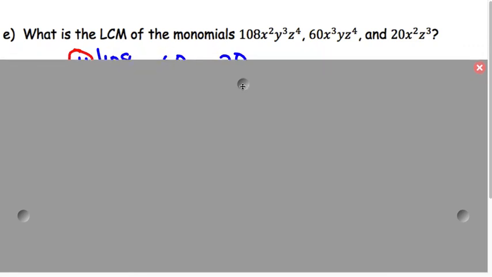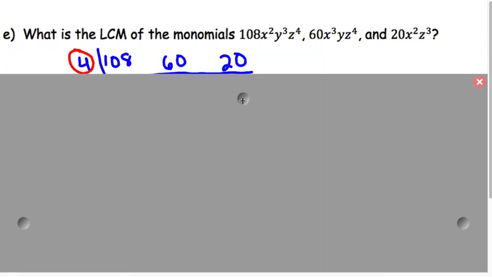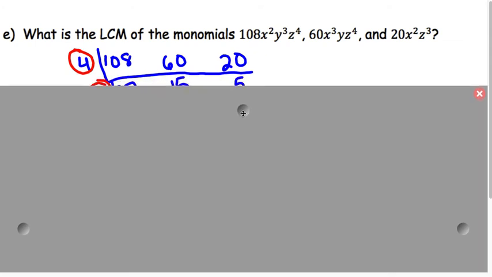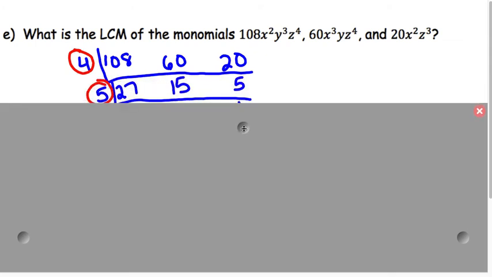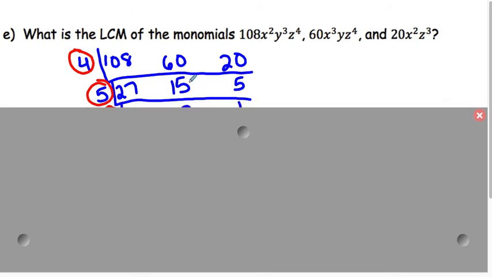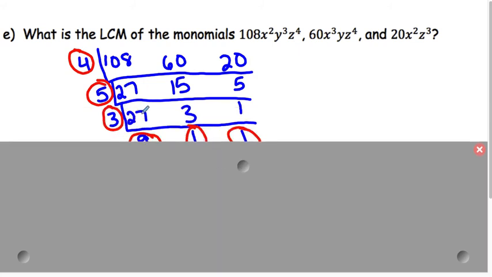All right, so what I got, here's my ladder method. I started out with 108, 60, and 20. I recognize that 4 goes into all of them. So 108 divided by 4 is 27, 60 divided by 4 is 15, 20 divided by 4 is 5. Then I recognize that 15 and 5 are both divisible by 5, so I took a 5 out. 27 divided by 5, again, that's a decimal, it doesn't work. So I just bring the 27 down.